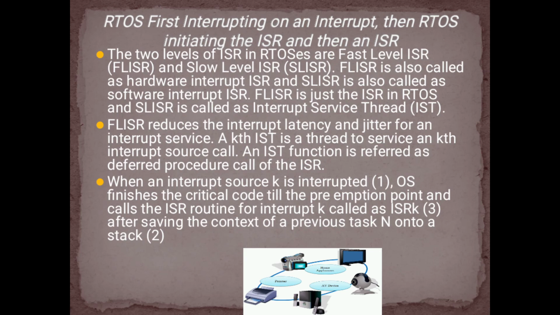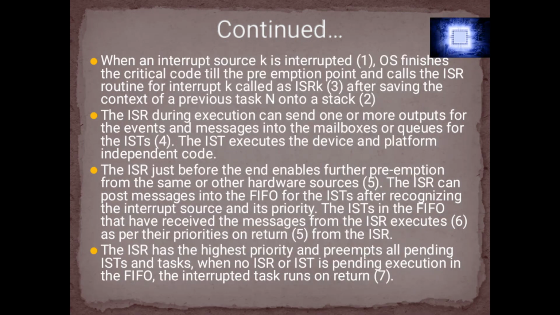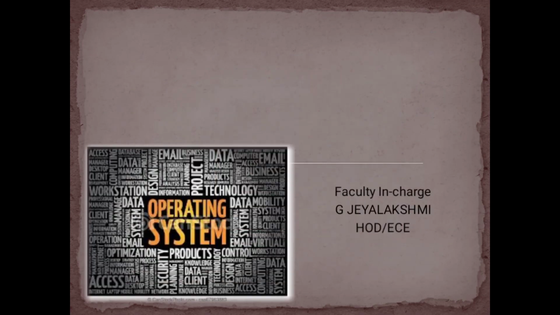At that time the OS initiates the ISR. Then the ISR will be executed, then the process will be completed. This is what slow level ISR is. This is explained here. So with that we have completed the interrupt routines in the ISR.